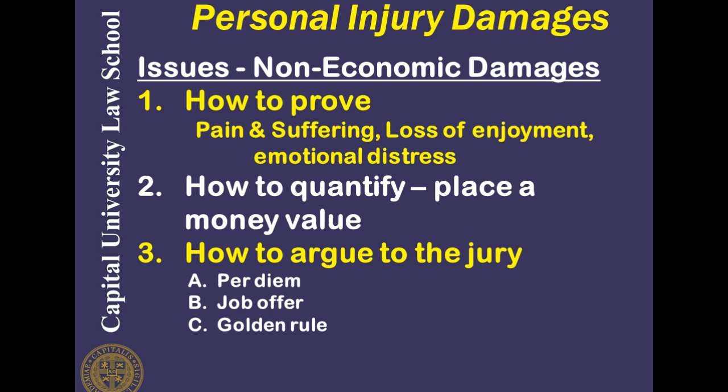Another argument that's used is the job offer. What should we pay this defendant whose job it is to suffer, to walk around with only one leg and to have to use the prosthesis? What should we pay him for that? Finally, there's what's known as the golden rule. And this is that, ladies and gentlemen of the jury, what would you require to walk around with a prosthesis? What would you require to suffer that kind of pain? What amount would you need?